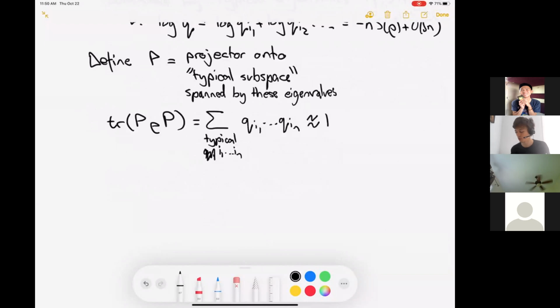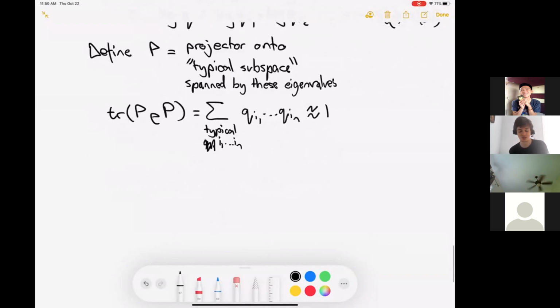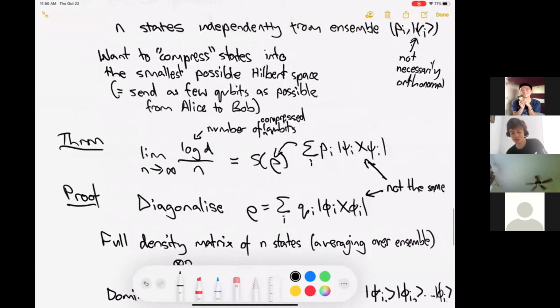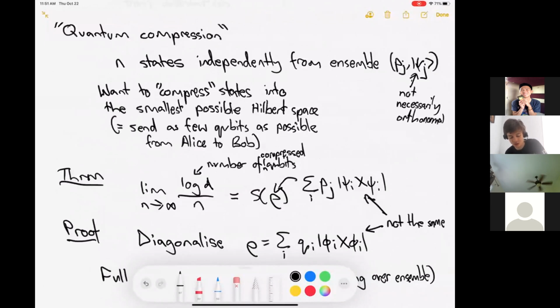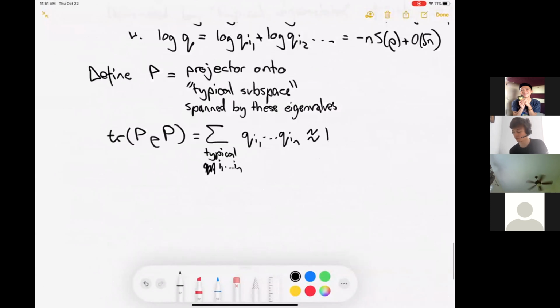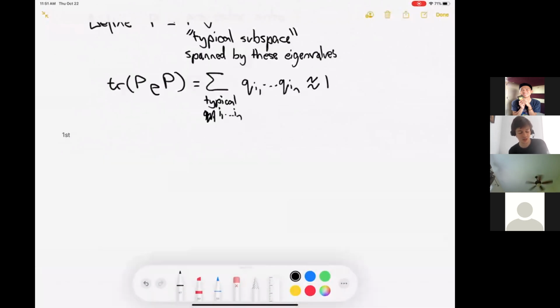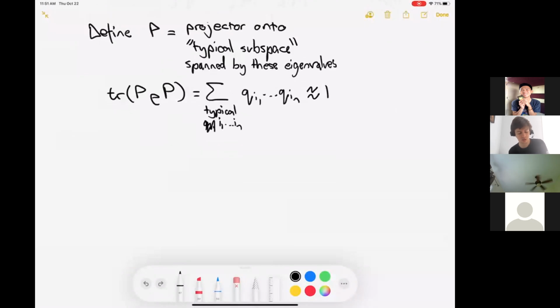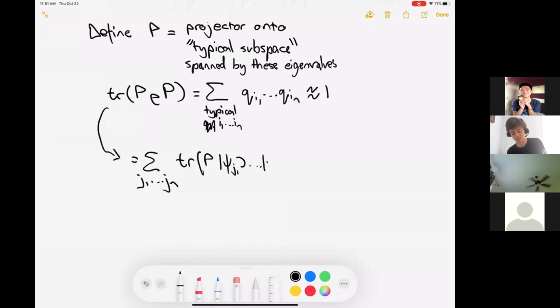But in turn, we know that rho can be written as a sum. I should really have used different letters for these things. Let's change this i here to a j for clarity. So j labels the different states in the non-orthonormal real ensemble we care about, and i is being used for the eigenvalue ensemble. Okay, so this trace of P rho P is also equal to the sum over j1 all the way up to jn of the trace of P psi_j1 ... psi_jn, psi_j1 ... psi_jn. Okay, that's just linearity.